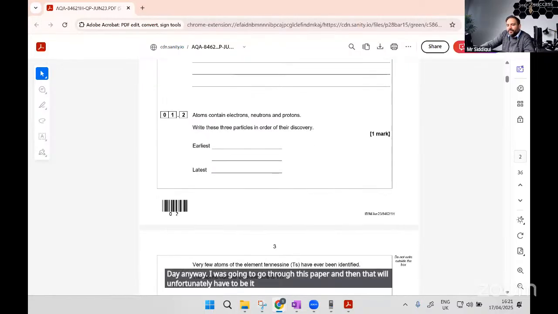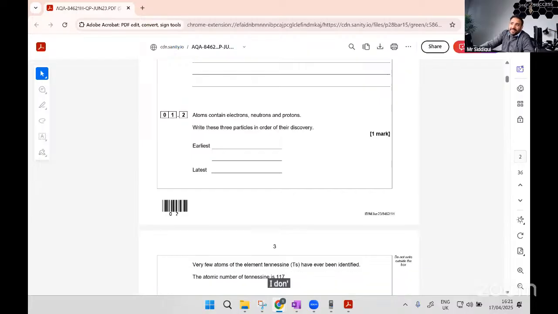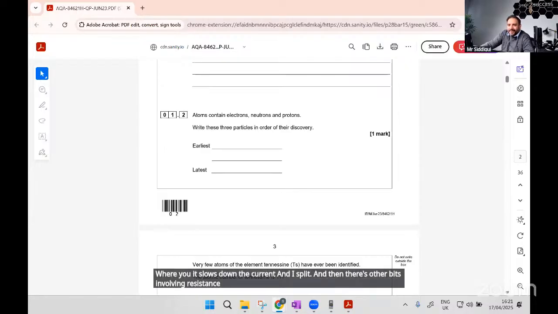You can message us separately about it, but can you go through resistance in physics? I don't quite know what you mean. Resistance is a thing in a circuit where it slows down the current, and that's it. Then there are other bits involving resistance, but purely in terms of going through resistance, there's quite a lot. It depends: series circuits, parallel circuits, different components. There's quite a lot to it, but it'll be for another time.